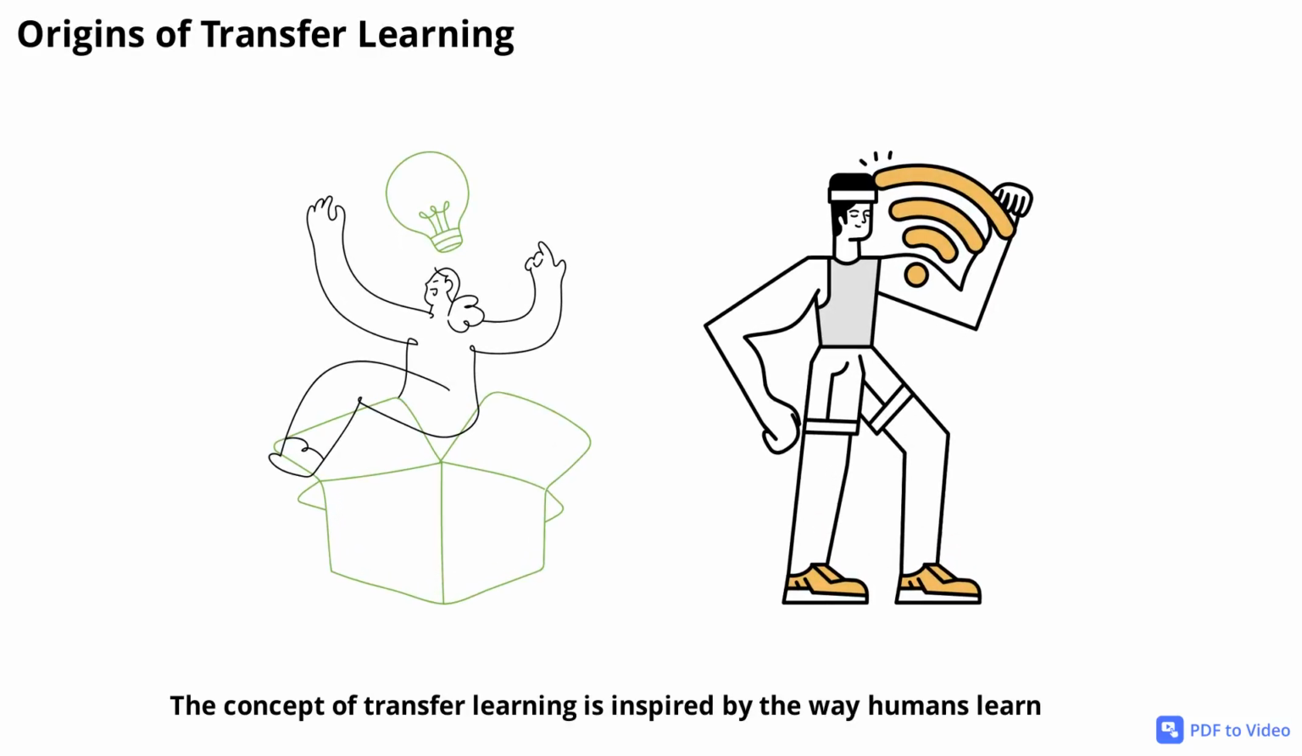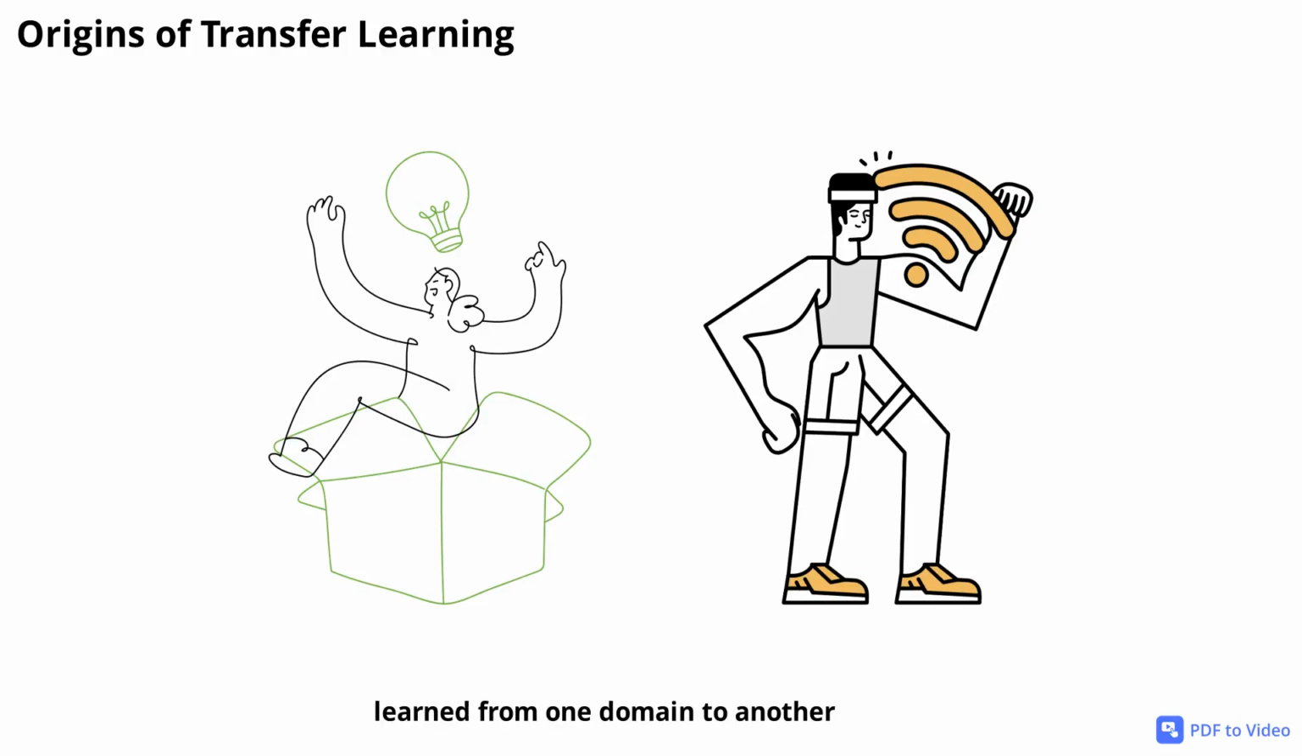The concept of transfer learning is inspired by the way humans learn. We often apply knowledge from one area to solve problems in another. For example, once you learn to ride a bicycle, picking up how to ride a motorcycle becomes easier. Similarly, AI models can transfer what they've learned from one domain to another, making them more flexible and efficient learners.